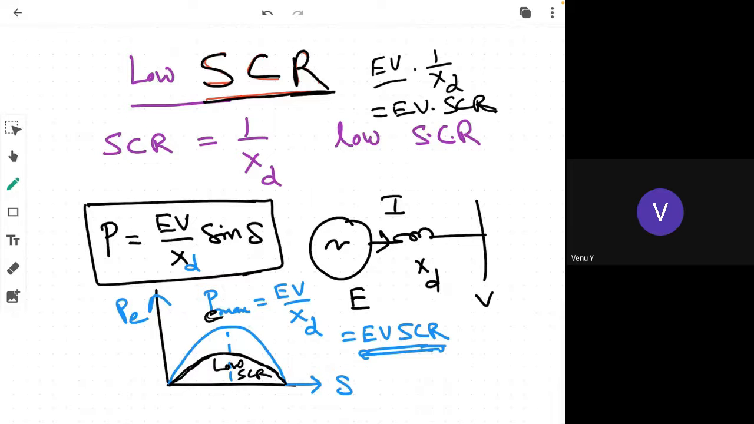Now, once again, look at the current through the reactance XT. Terminal voltage is V and generated voltage is E. Now, power transmission or power transfer is equal to EV by XT sine delta. Let us consider the power triangles.